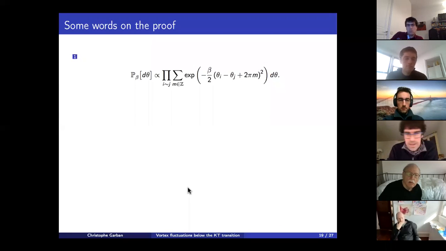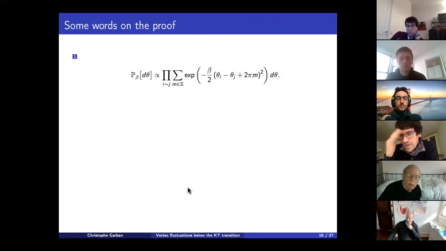Okay, so in the remaining time, I want to give you some words on the proof, and at the very end, a tangential story, but depending on the time, the tangential story will be maybe just 1 minute. So how does the proof work? The main idea is as follows.